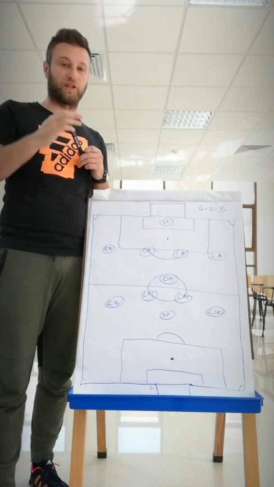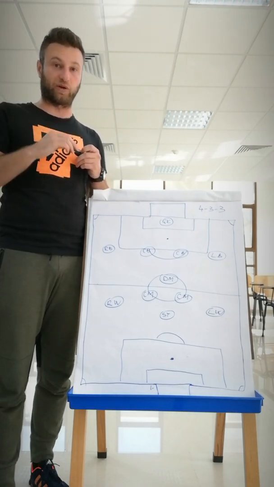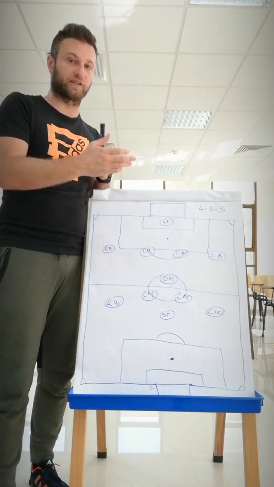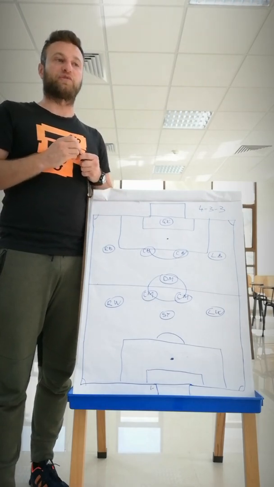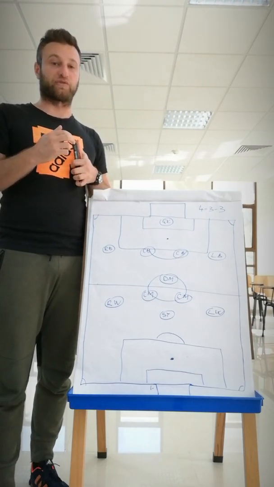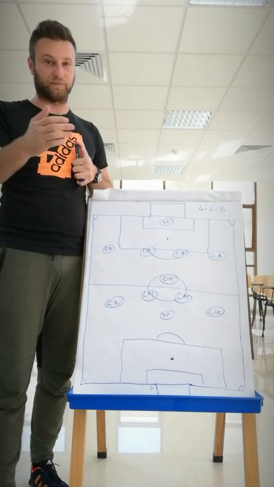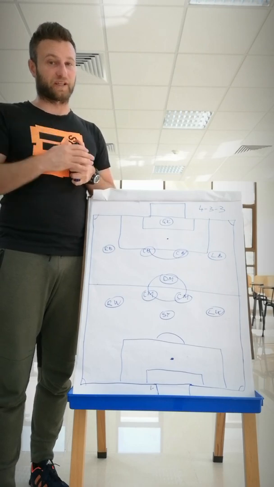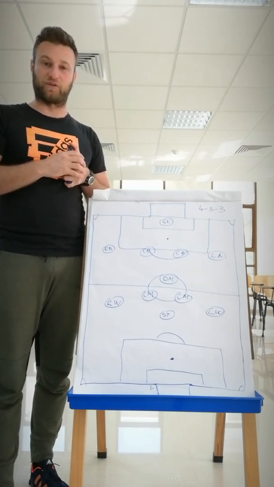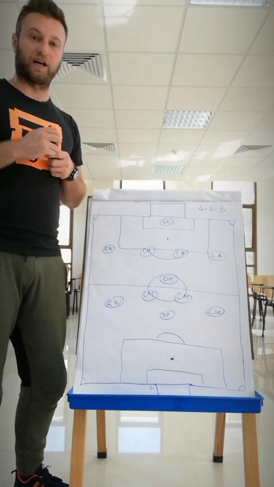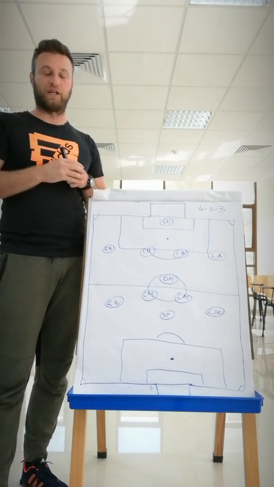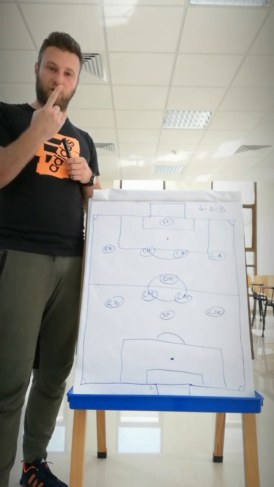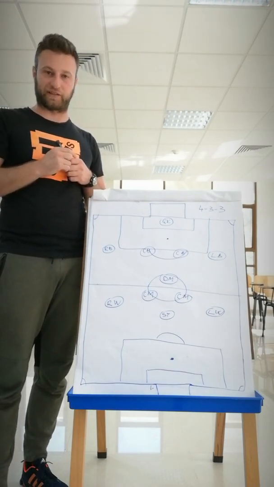The third moment is the transition from attack to defense. That means that we just lost the ball, and it's very important that in the next 5 seconds we do something. And the fourth moment is the transition from defense to attack, which means that we just stole the ball, and the next 5 seconds are going to determine what we are going to do. The fifth moment is the set pieces, so the dead ball. Today I want to talk about one moment in particular, and that is defense.